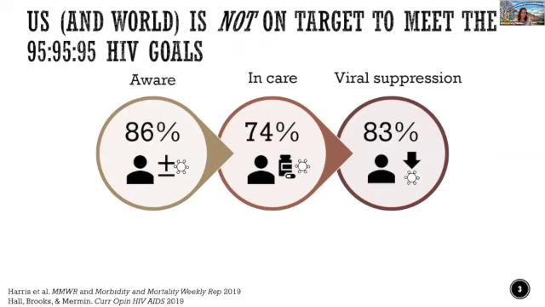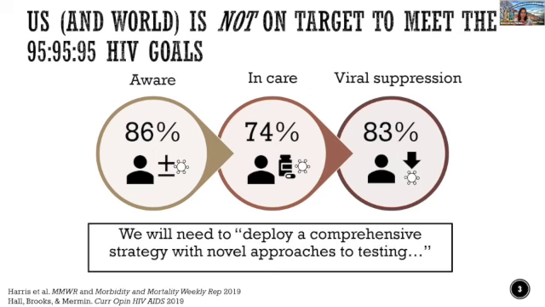We started focusing on this for HIV because the US and the world are not on target to meet the 95-95 goals for HIV. And awareness of infection status is one of the biggest bottlenecks, followed by getting people aware to be in care and onto antivirals, and then of those individuals reaching viral suppression. So starting at that first step, we've been thinking about how do we get more people in care? And it really is deploying new testing strategies and reaching people where they are.